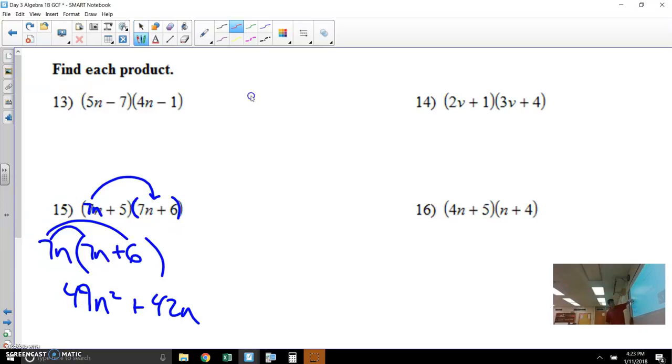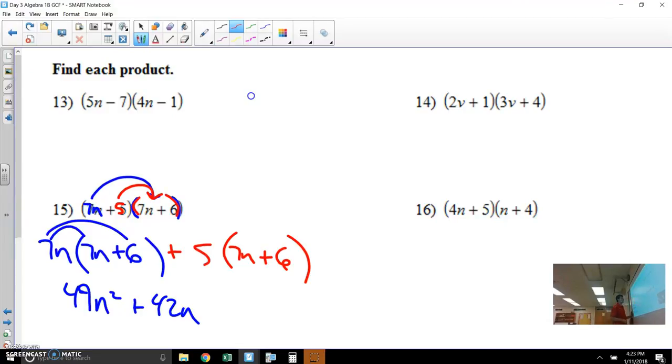You're never going to multiply these in the front. They're adding, 7n plus 5. They're never going to multiply, just like 7n and 6. They're never going to multiply because they're technically adding in here. So now I'm going to do that same thing. I'm going to distribute 5 to this parentheses.